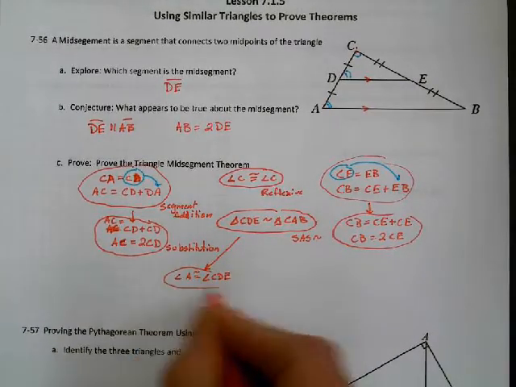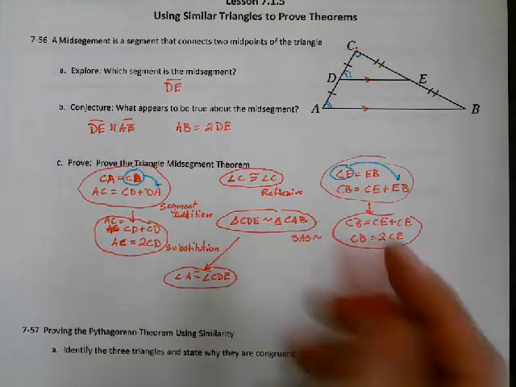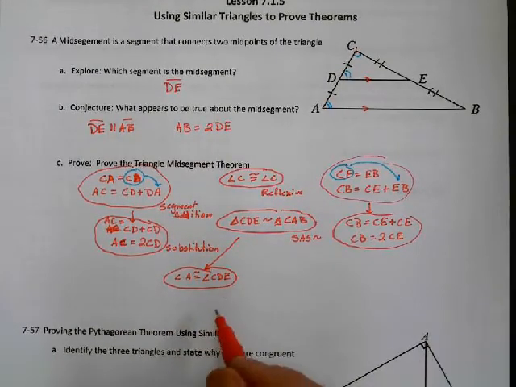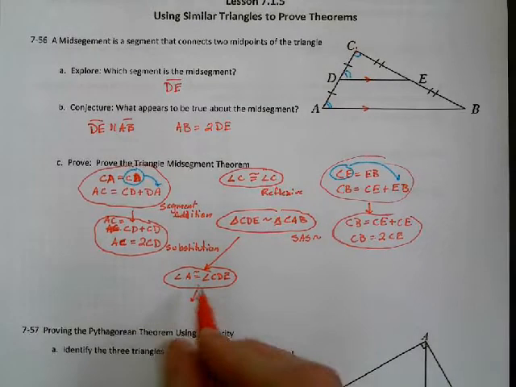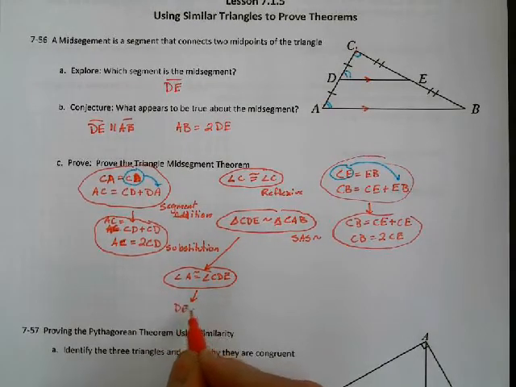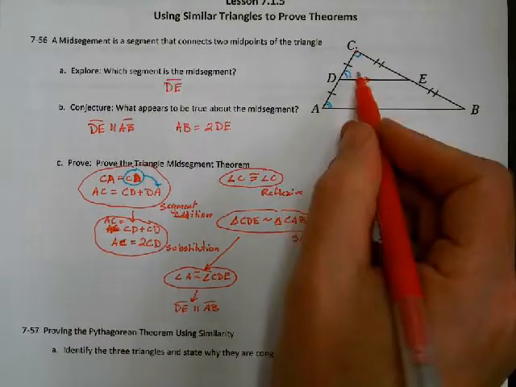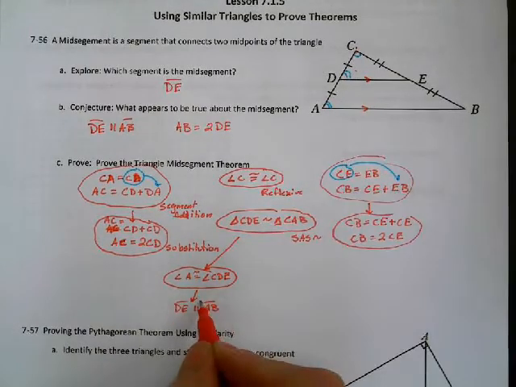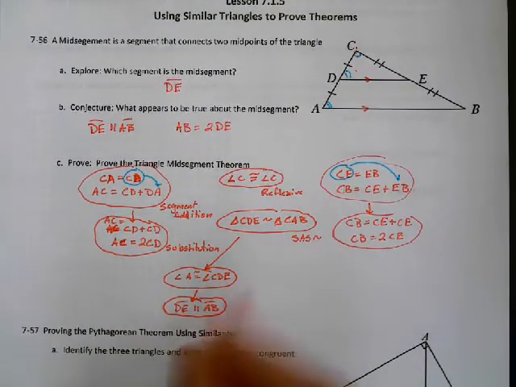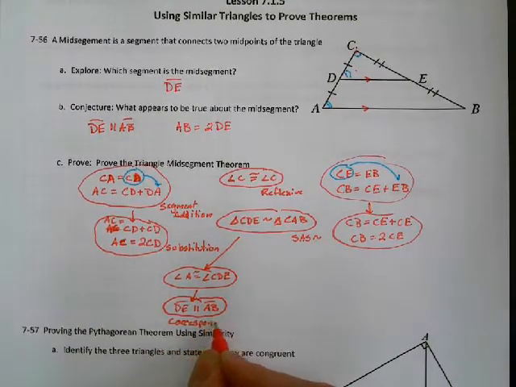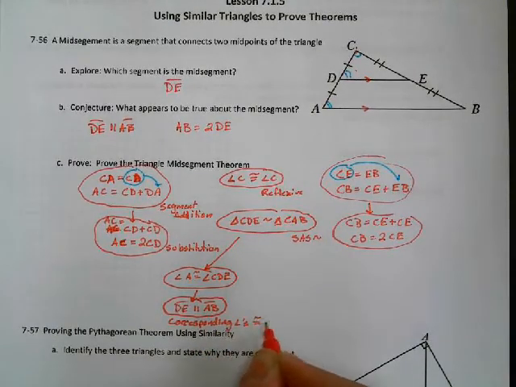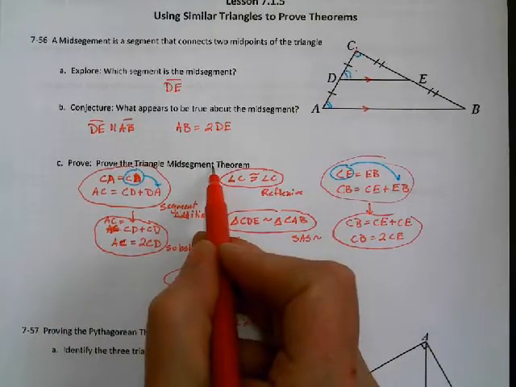And that's because corresponding angles are congruent in these triangles. Then I can now say that DE is parallel to AB, because these are corresponding angles, and when corresponding angles are congruent, the lines have to be parallel. So I've just proven that they're parallel, because that's what the mid-segment theorem says. It says that those two are parallel.